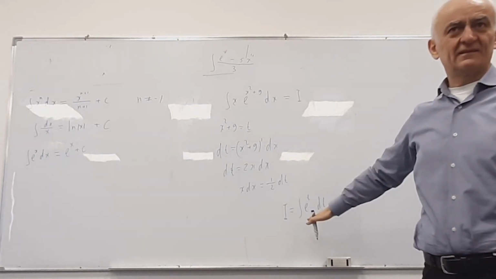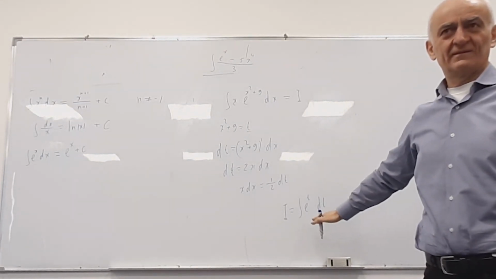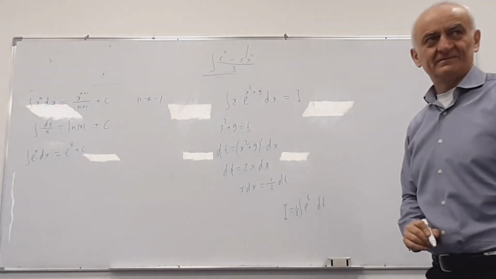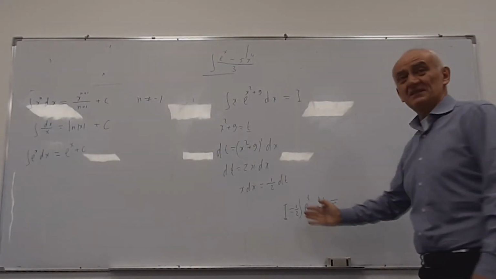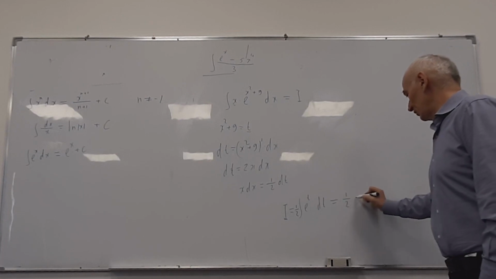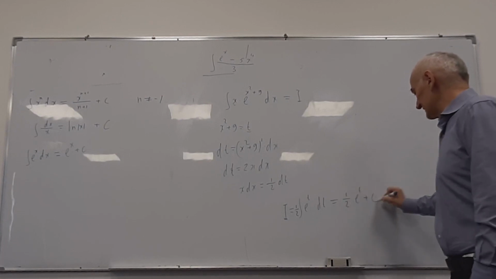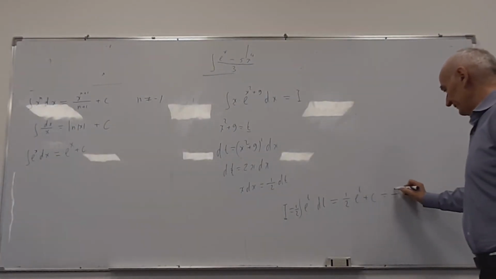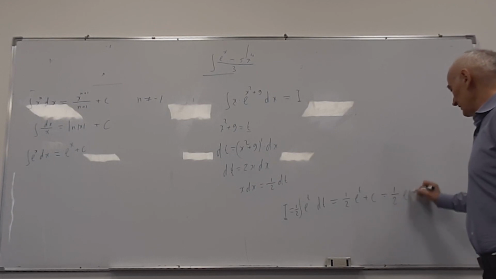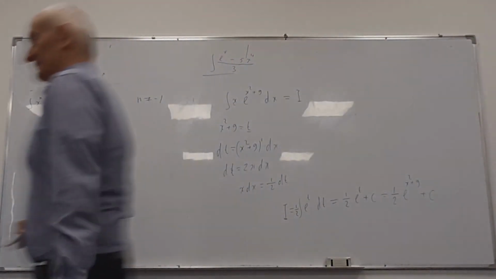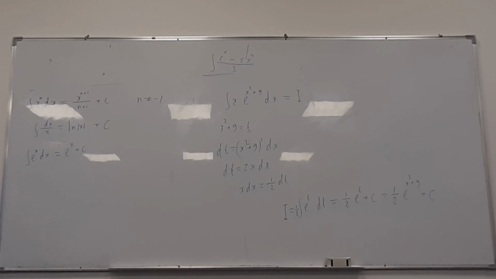Is it correct? No. I missed 1 over 2. Now it's a basic integral, we know it very well, and it's going to be 1 over 2 e to the power t plus c. And in the original variable, 1 over 2 e to the power x squared plus 9 plus c. Any questions for this?